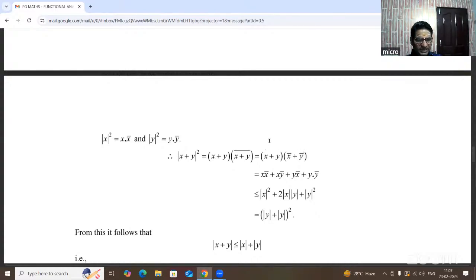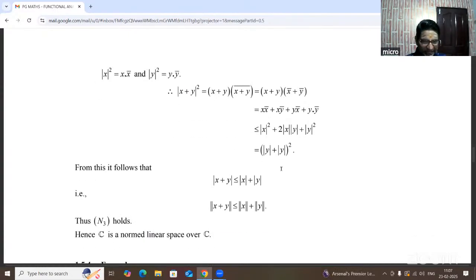So this can also be written, by the distributive property, as x into x bar plus x into y bar plus y into x bar plus y into y bar. And from the condition, x into x bar is mod x square, y into y bar means mod y square, so x y bar plus y x bar is at most 2 into mod x and mod y.